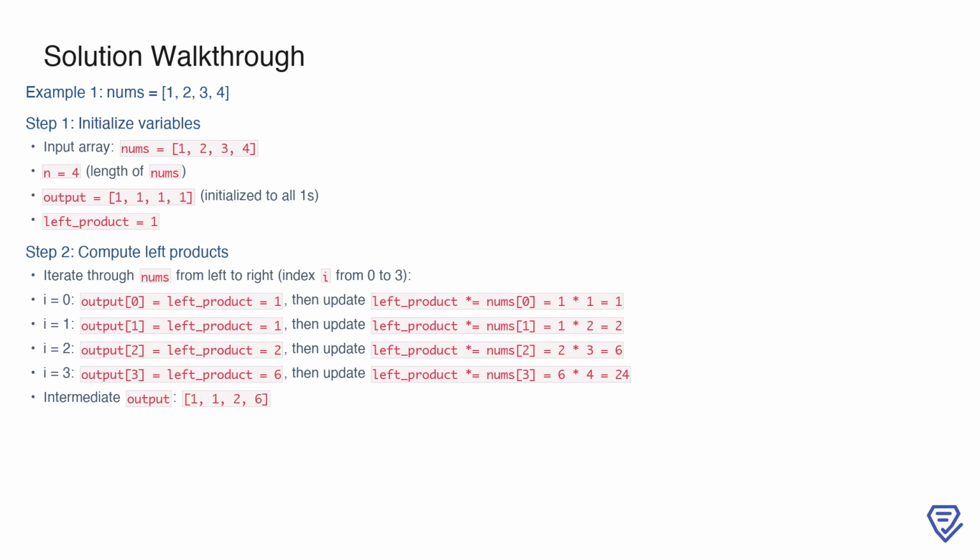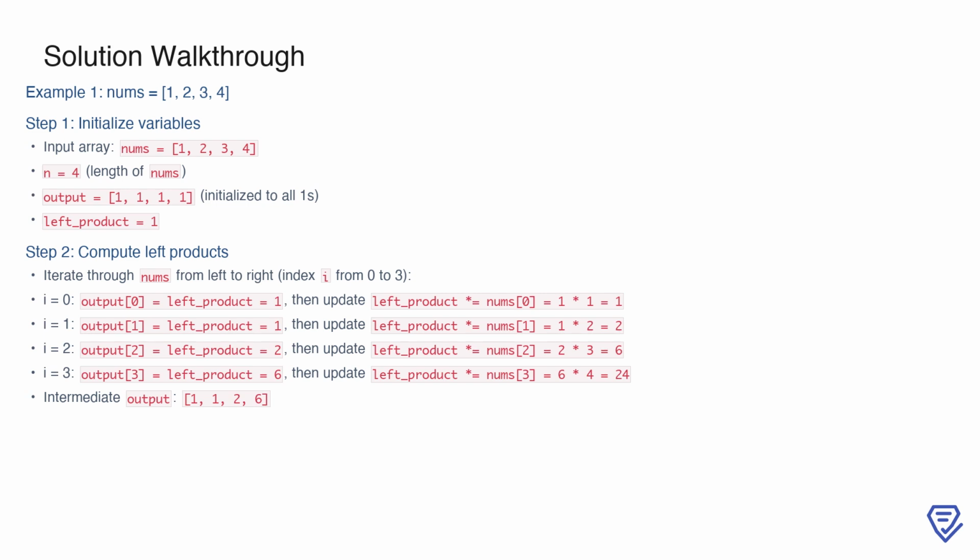Let's start by looking at the input array, which is 1, 2, 3, 4. The length of this array, n, is 4. We also initialize an output array with all elements set to 1, so it starts as 1, 1, 1, 1. Additionally, we initialize a variable called left_product to 1. Now, we begin computing the left products by iterating through the input array from left to right.